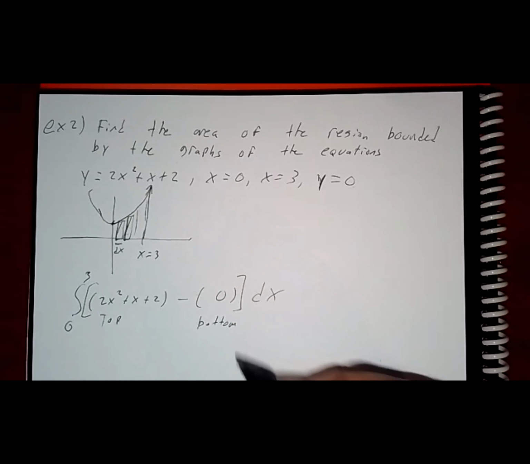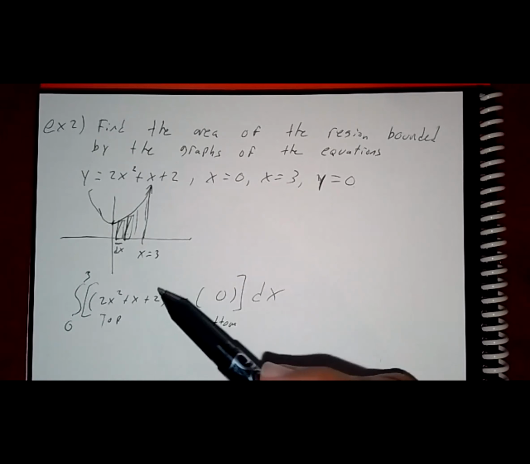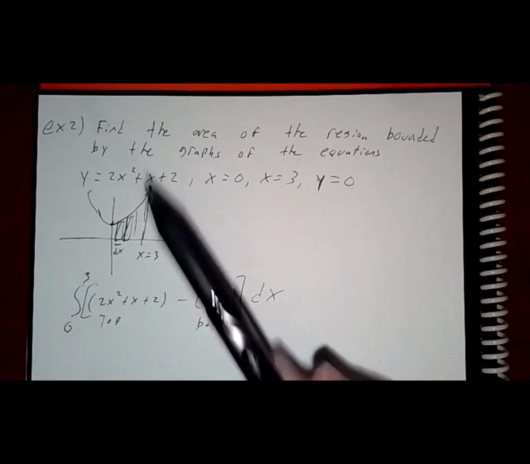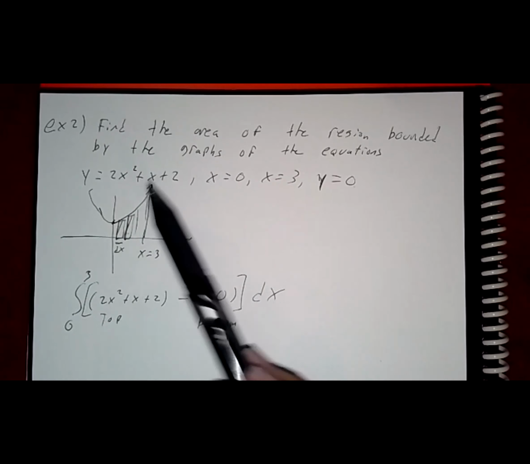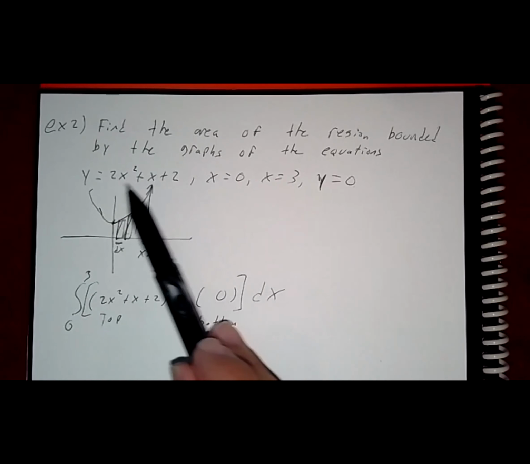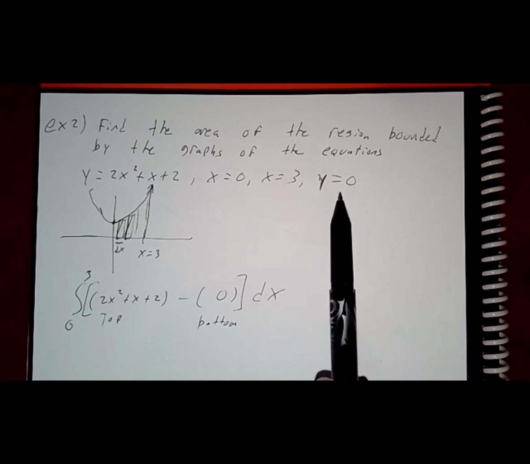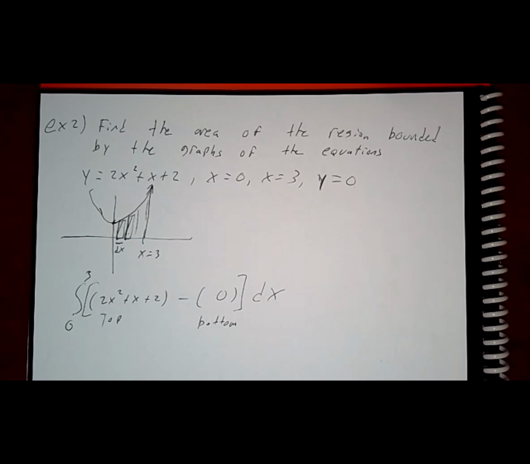We'll do more of these towards the end of the chapter, or I think chapter 7 too, more in depth, but top, bottom. It's always going to be this way. The top graph is this. Bottom graph is y equals 0. Does everyone see which one's the top and bottom? All right, then just integrate this.